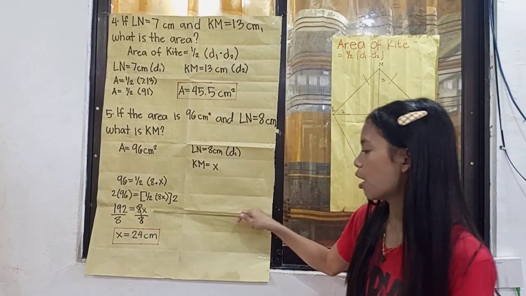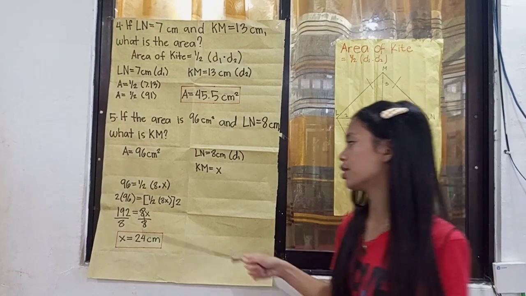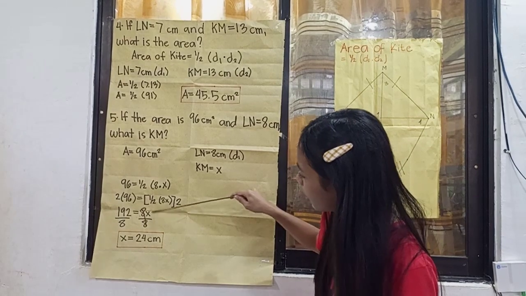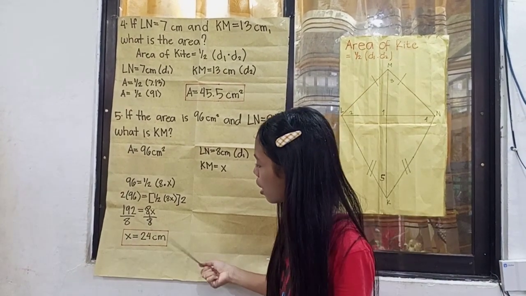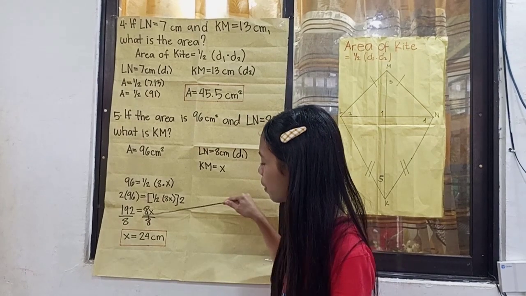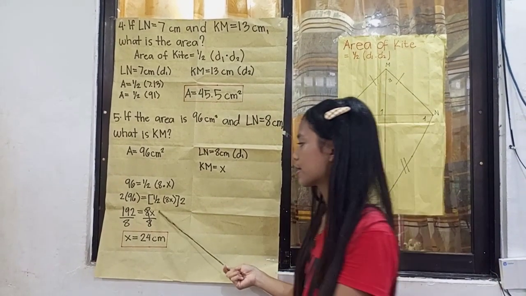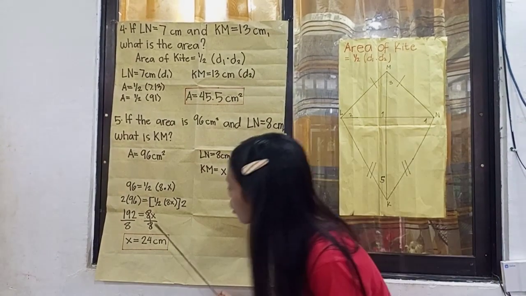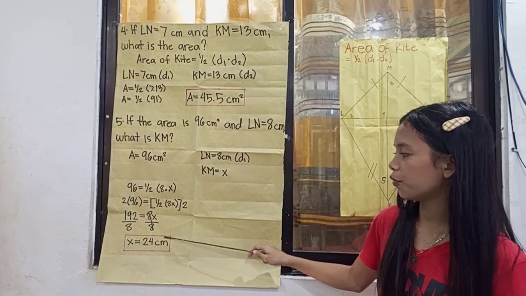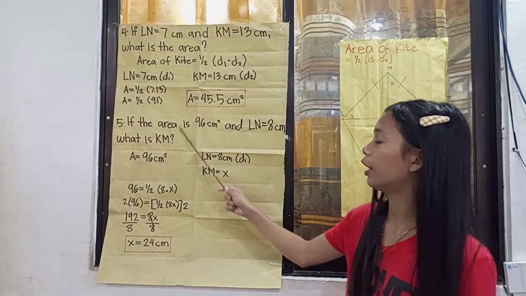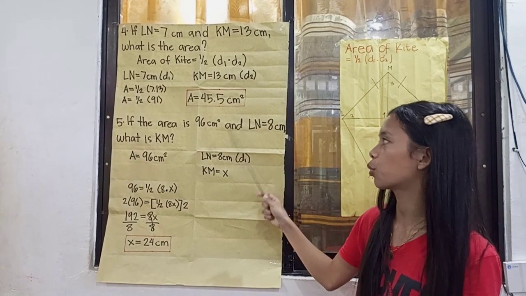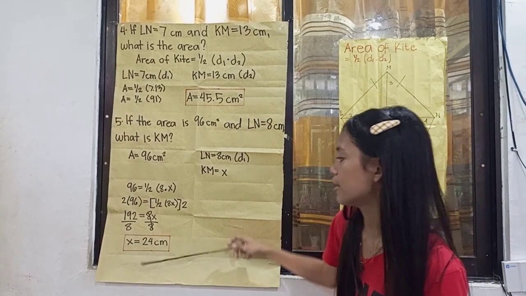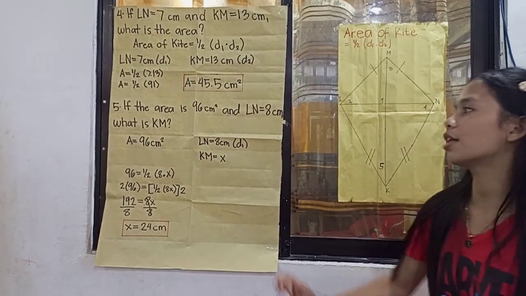To get x alone, we divide both sides by 8. So, 8x divided by 8, the 8s cancel. So, x is 192 divided by 8, which is equal to 24. So, that is the final answer: x is equal to 24 centimeter. If the area is 96 cm squared and LN is equal to 8 cm, what is KM? KM is 24 cm. That is the answer to number 5.